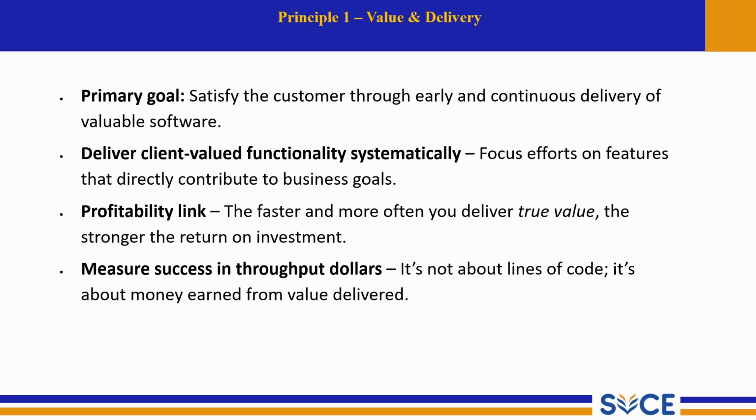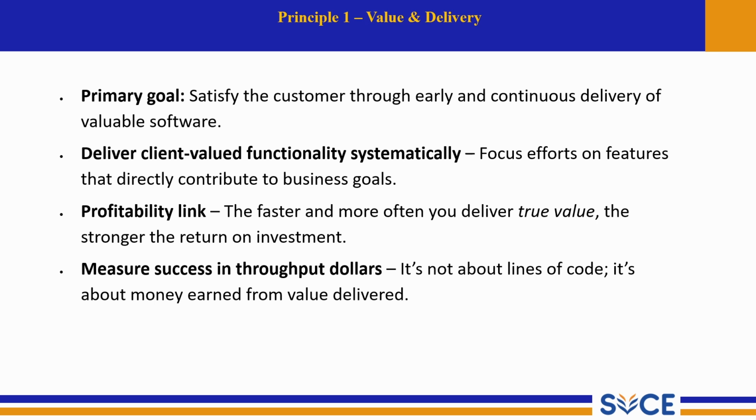And next one is the principle, value and delivery. Primary goal: satisfy the customer through the early and continuous delivery of valuable software. The most important goal in Agile is customer satisfaction. Instead of delivering everything at the end, Agile teams deliver usable software in small increments. This allows the customer to give early feedback and ensure the product meets their expectations.